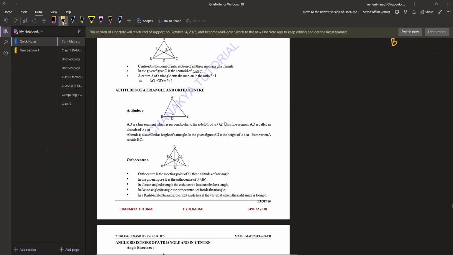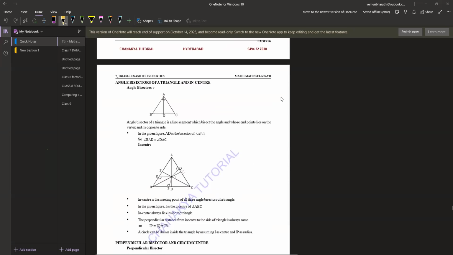Later, in your senior classes, you will learn more about it, children. Now, the altitude is nothing but the height of the triangle. If you see this triangle, AD is the altitude, the perpendicular drawn from the vertex to the opposite side. Perpendicular means an angle of 90 degrees, two right angles.